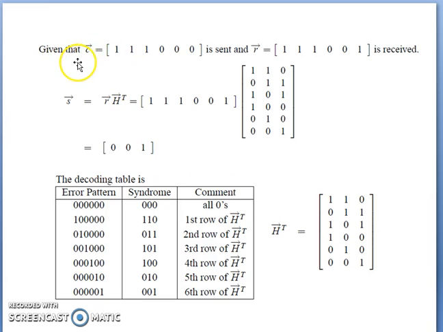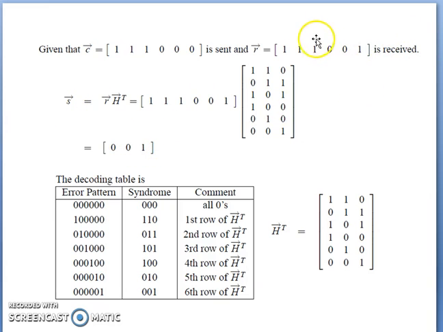Let's have one example. Suppose the code word generated by the transmitter for message 111 is 111000. It is transmitted, but due to some noise or errors, the 6th bit is in error. So instead of 0, the 6th bit is 1, and your received vector may be 111001. So you have to multiply this received vector by H transpose to find the syndrome.